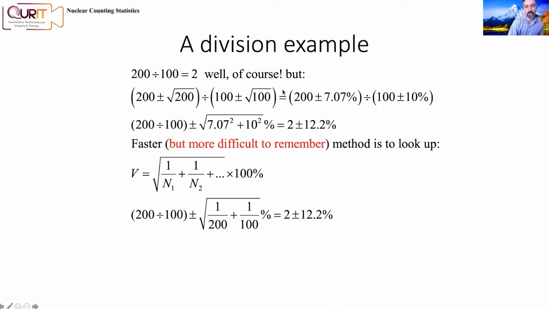So again, let's ask you a question. What's 200 divided by 100? You measure 200 counts, I measure 100 counts. Somebody asks you what is the ratio between these two measurements? Well, of course it's 2, but 2 plus or minus what? How certain am I that this ratio is 2?